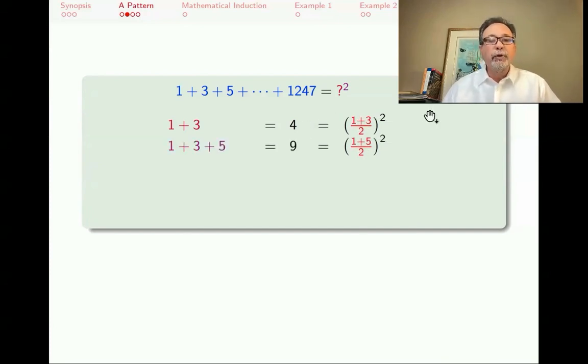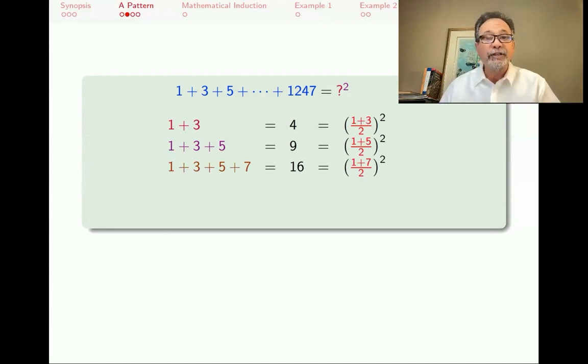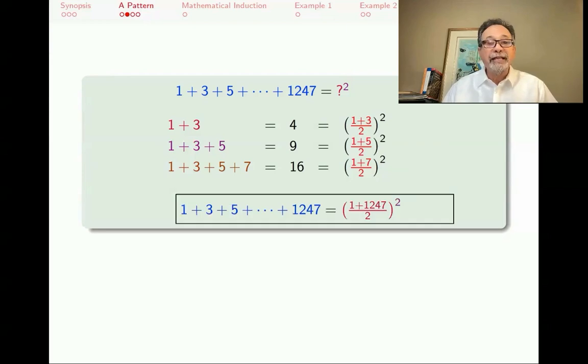Does that work? 1 plus 3 plus 5 was 3 squared. 3 is the average of 5 and 1. It's also the number of odd numbers that I'm adding. And the same with 4 squared. 4 is the average of 1 and 7. If that's true, then we might guess that 1 plus 3 plus 5 all the way till 1247 is 1 plus 1247 divided by 2. That's the average of the first and last one. And then that's squared. So that becomes 624 squared. All I have to do is multiply 624 by itself to get the answer.